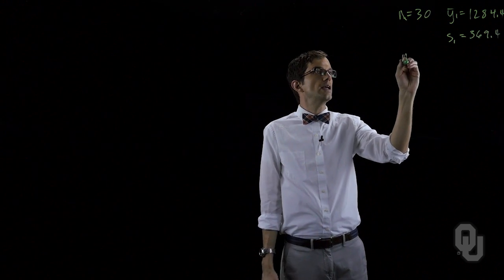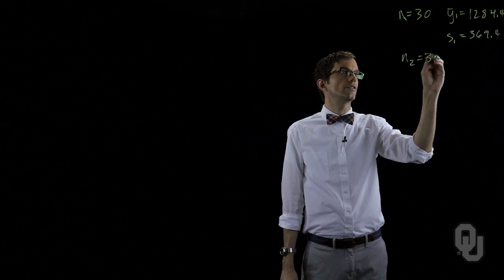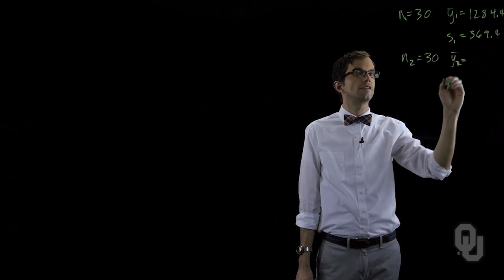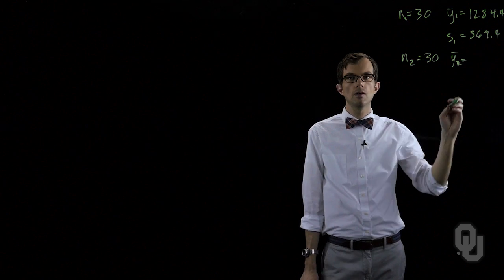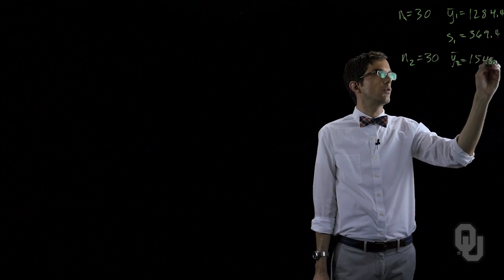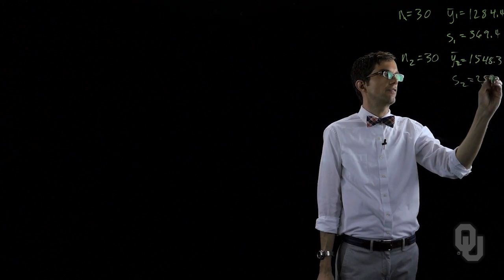Okay, for layout B, we simulated the same. We're going to call it population 2. We collected 30 samples of that. And the sample average for layout B was 1548.3, and there was a standard deviation of 259.7.